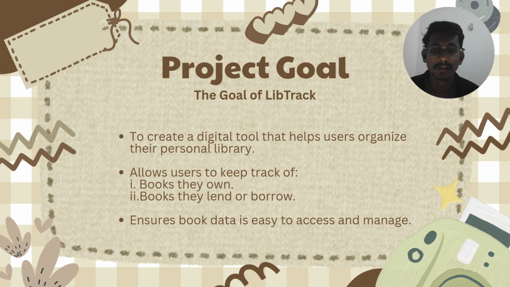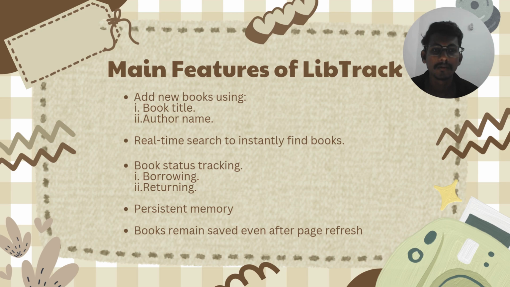The main goal of LibTrack is to create a digital tool that helps users to organize their personal libraries. It allows users to keep track of the books they own, lend, or borrow, making book management easier and more efficient. Now, the main features of LibTrack include several useful features such as adding new books with titles and author, real-time search to find books instantly, book status tracking for borrowing and returning, and persistent memory so the book remains safe even after refreshing the page.